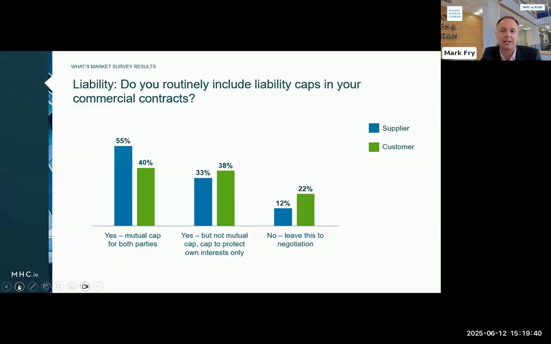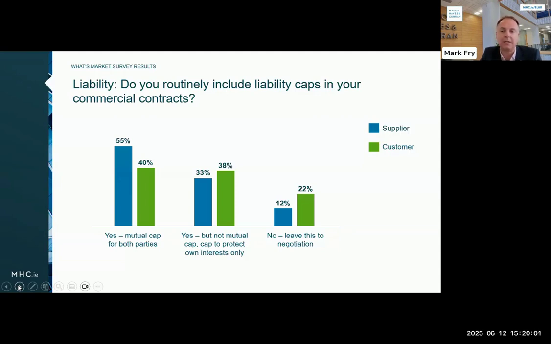That's up from 47% last year. Fewer suppliers say they only include caps for their own interest, at 33%. And not surprisingly, suppliers more often have caps in contracts as a matter of routine, with only 12% leaving it for negotiation. From a customer's perspective, you can see that 38% say they wouldn't agree a mutual cap, and would instead include a cap to protect their own interest.